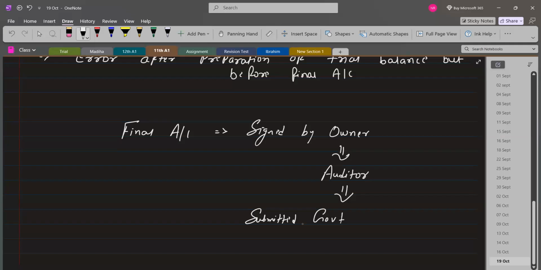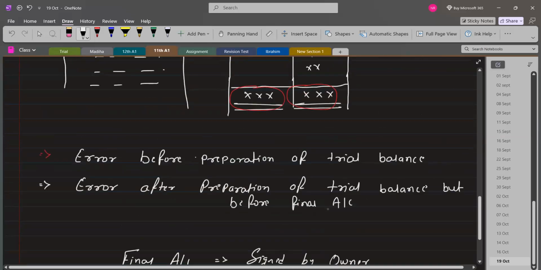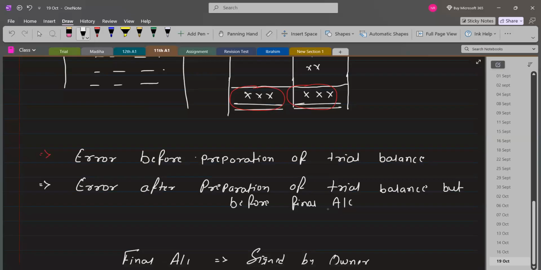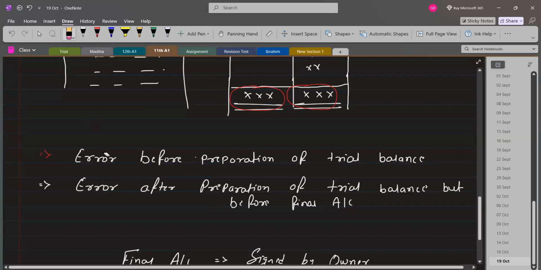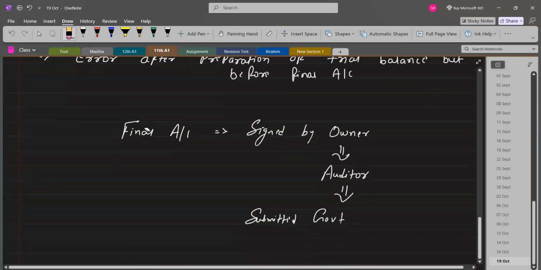Okay, so your books should be clean. If there is some mistake, then you have to rectify it before submitting to the government. After submission to the government, you cannot change it. So any mistake that is left will be corrected in the next year. That's why there are only two cases: error before preparation of trial balance, error after preparation of trial balance, but before final. Understood? Yes. Okay.